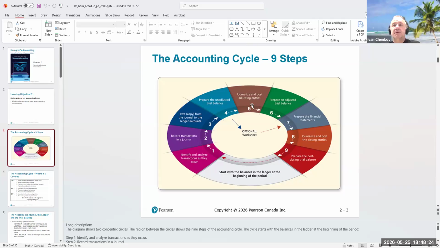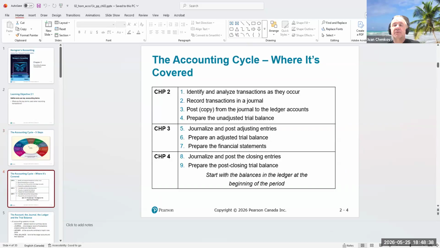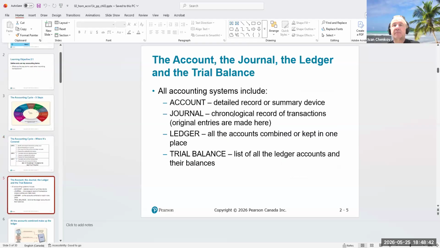Then in chapter 3, we're going to see how we do the adjusting entries, prepare the adjusted trial balance, and then prepare financial statements, journalize and post closing entries, and prepare the post-closing trial balance. That's where we're supposed to be before the midterm. So in order to do this, we have to set up some rules.